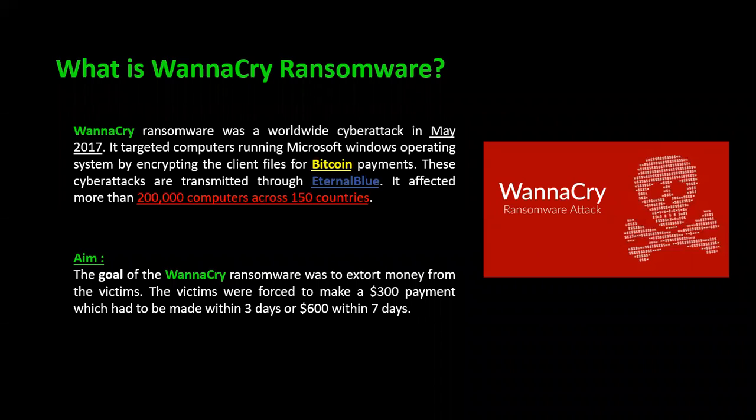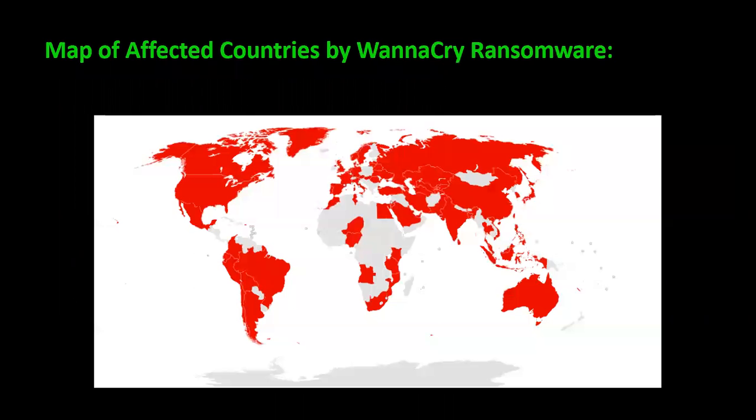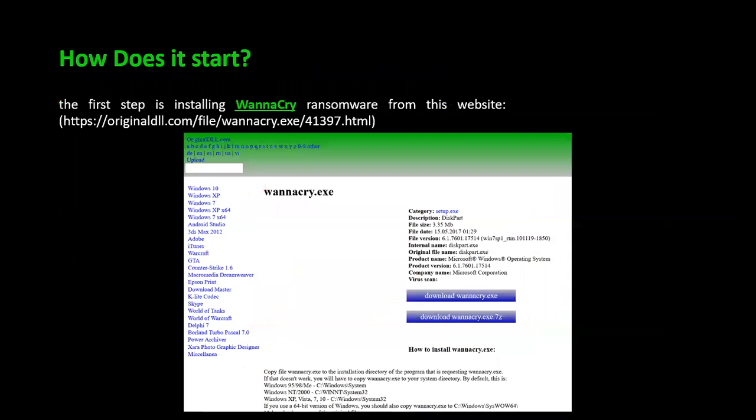The aim of this ransomware: the goal of the WannaCry ransomware was to extort money from the victims. The victims were forced to make a $300 payment which had to be made within 3 days, or $600 within 7 days. This graph shows the map of countries affected by WannaCry ransomware.